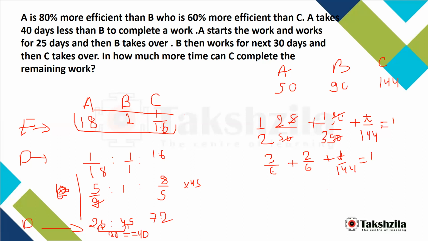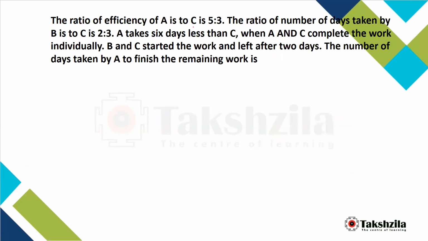So this is 5 by 6. So T equals 1 by 6 into 144. So this will be 6 to 12 and 6 for 24. So this is 24, the number of days C will take to complete the work. That's it. Okay, now let's come to the other question.